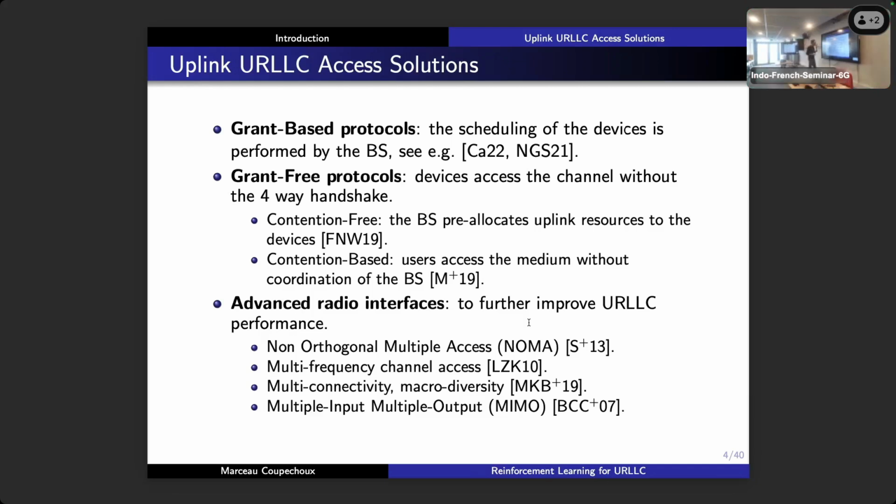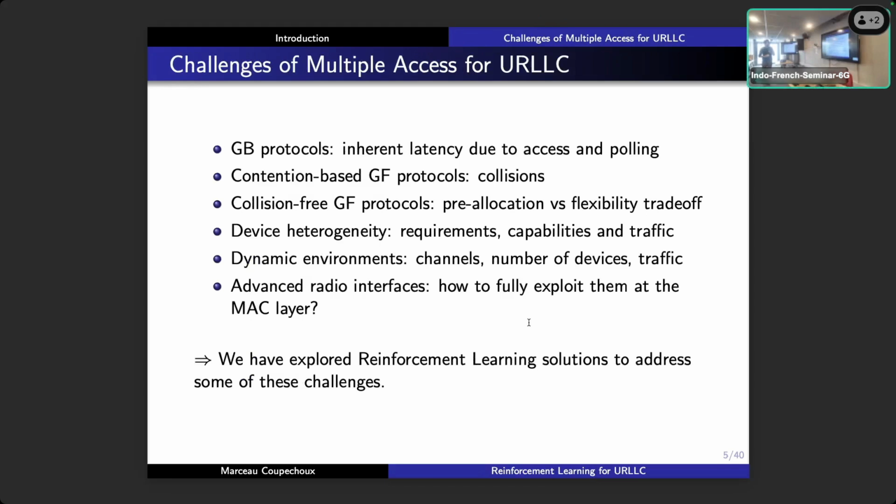Another trend in the research is the integration of advanced radio interfaces, like NOMA, non-orthogonal multiple access, macro diversity, MIMO techniques, and so on. How they can improve the MAC protocols is a question of research. So there are some challenges for the uplink of URLLC communications. In grant-based protocols, you have an inherent latency due to access and polling. This is an issue. In contention-based grant-free protocols, you have collisions. In contention-free grant-free protocols, you have to pre-allocate, so you lose in terms of flexibility.